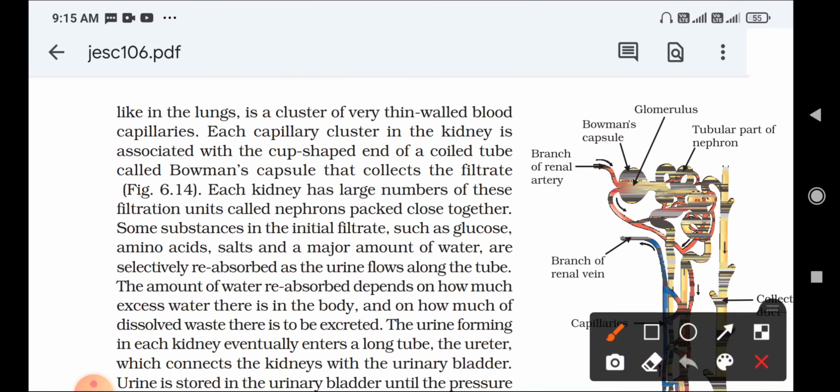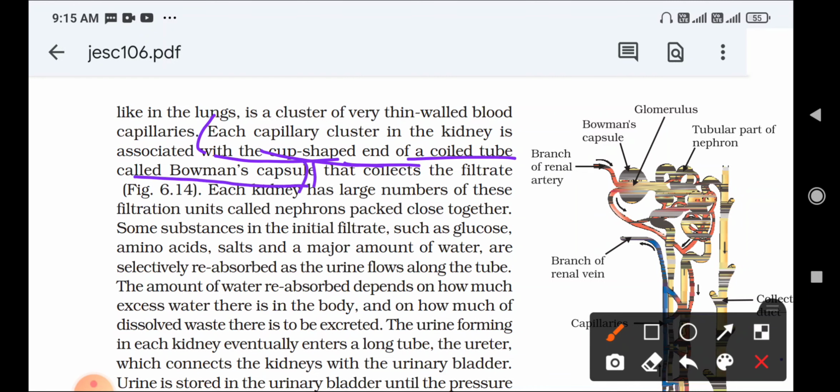Next question: what is Bowman's capsule? We already said that each cluster has thin cell walls, and that thin cell wall is called a capillary. These capillaries in the kidney are associated with the cup-shaped end of a coiled tube, which is called the Bowman's capsule.